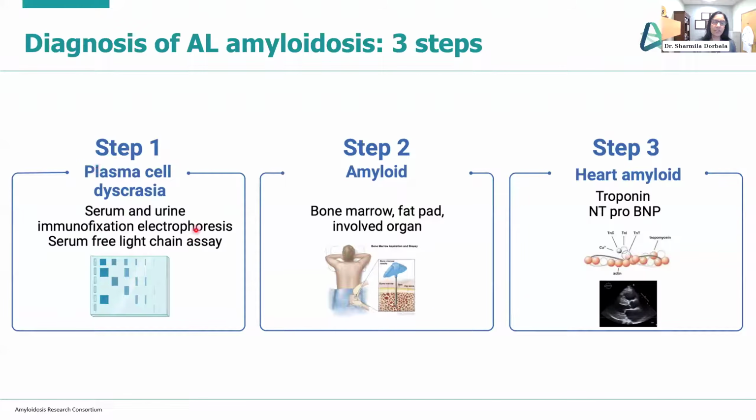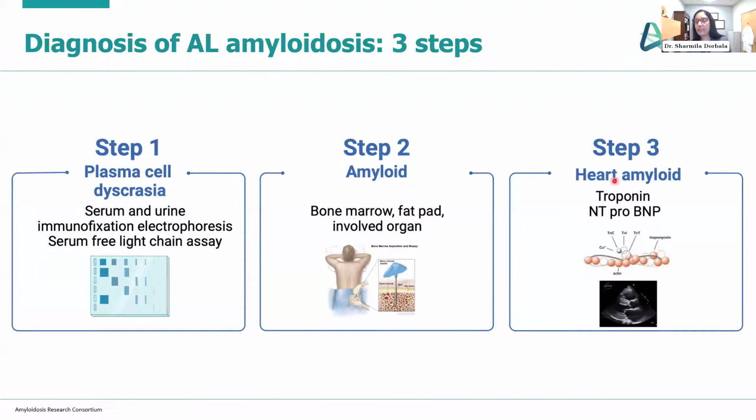So what this tells us is something about the bone marrow. Is the bone marrow showing a plasma cell dyscrasia and producing these abnormal light chains that could misfold? That's one part. The next step would be to see whether these abnormal light chains are forming amyloid fibrils in any of the organs. And this is typically a biopsy diagnosis. So either the bone marrow, fat pad, kidney, heart, involved organ biopsy.